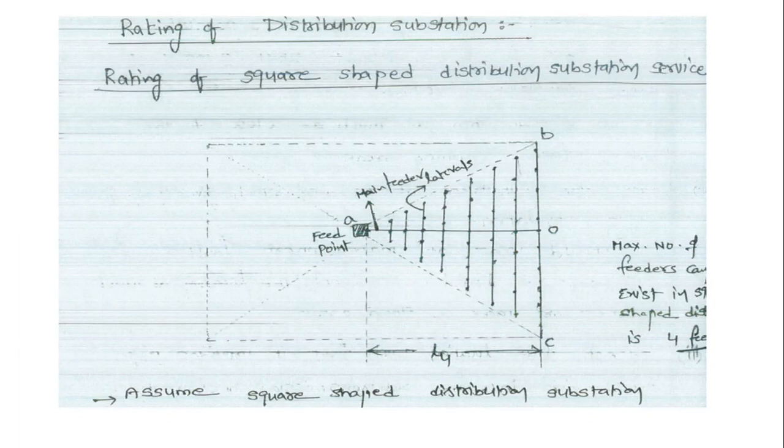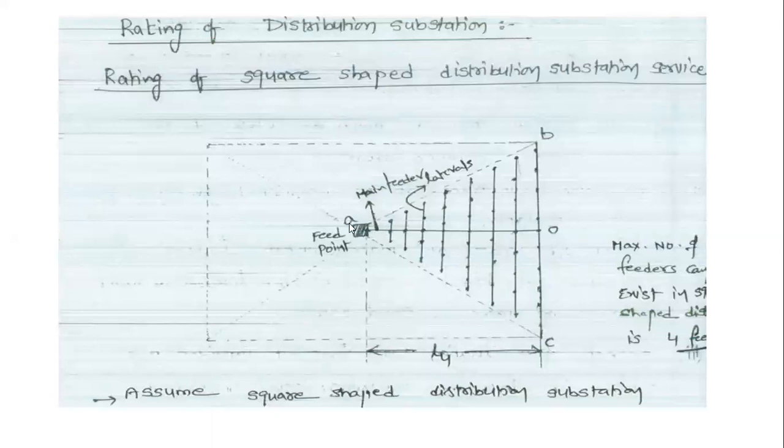Suppose we are taking one square shaped distribution area, in which we are taking 4 feeder lines. It simplifies the analysis. A square shaped area represents a part of the entire service area of the distribution. Consider a square area served by 4 primary feeders from a central feed point.